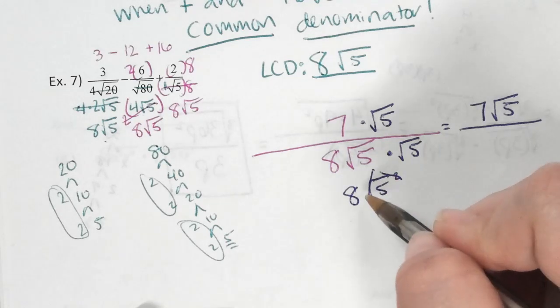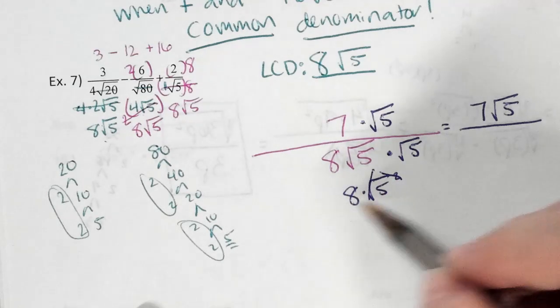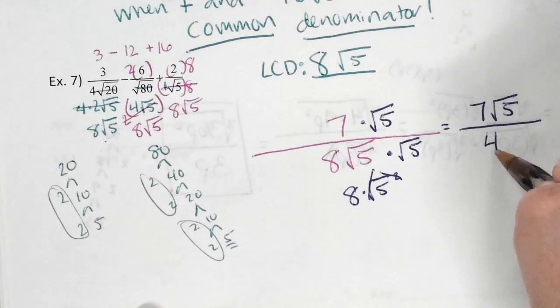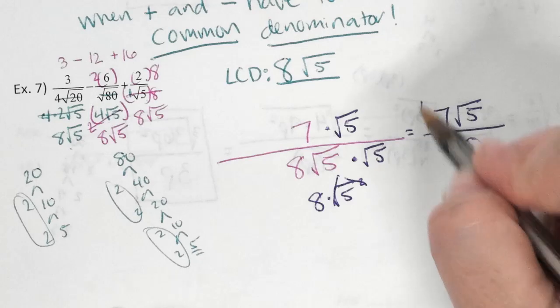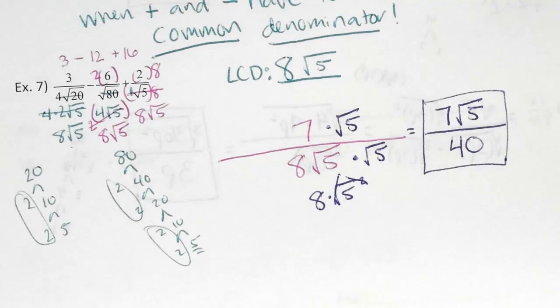No, what do I have to do here? Multiply. What's 8 times 5? 40. Does 7 over 40 simplify? No. There's your answer.